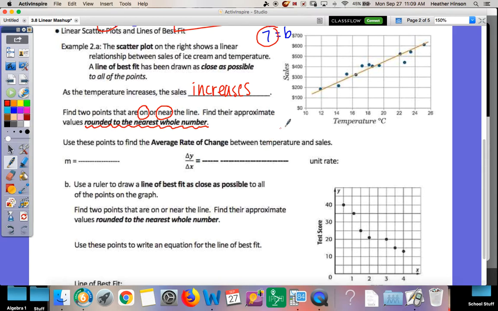So I'm going to go with, I like this one. This one's super close to the line. So that is 12, and I'll call that 195-ish. So 12, 195, because it's almost $200. And then let's go with this one. That's closer to the line a little bit. So this one, I think that's closer to 19. 19 and 400.